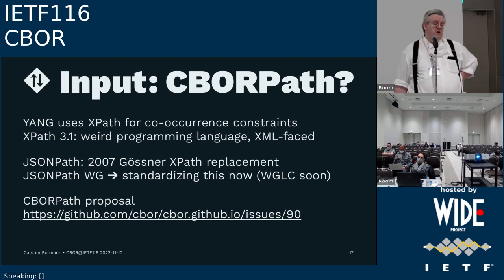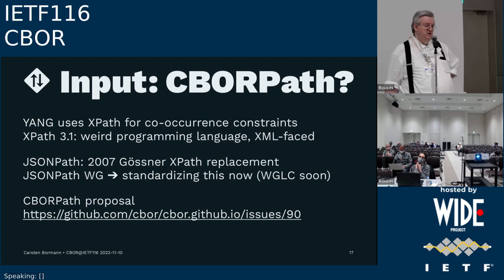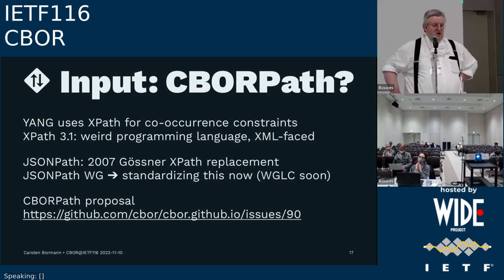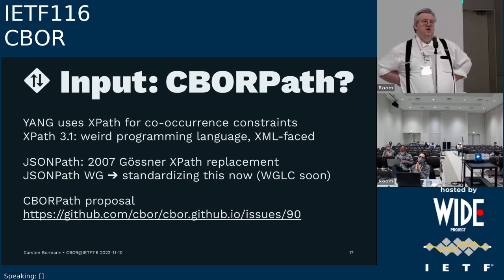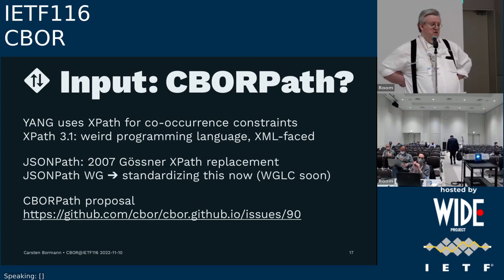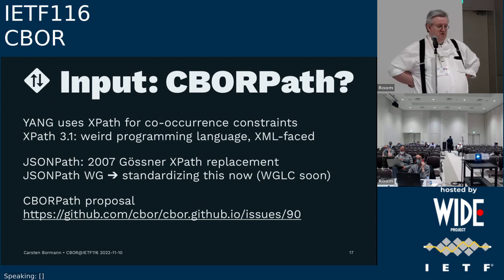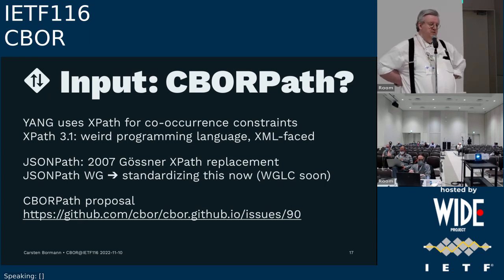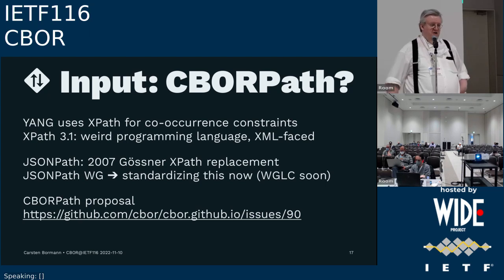In 2007, Stefan Gössner proposed an XPath replacement for JSON that is known as JSONPath. That was never standardized, and we set up a working group a couple of years ago to finally do this. The document is kind of done and is going into working group last call very soon, probably right after the IETF. So that might actually be a basis, because the JSON data model, of course, is compatible with CBOR, like CDDL, which can do both. And there has been a recent proposal for a CBOR path that I haven't looked at in detail because it came in right before the IETF, but we might learn something from that as well.